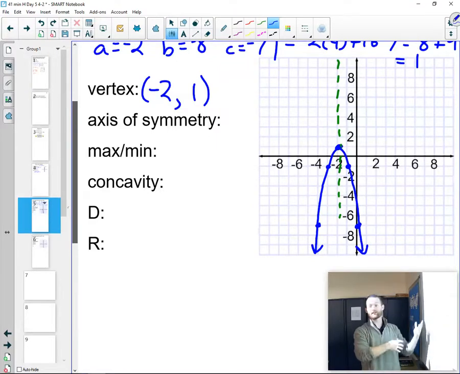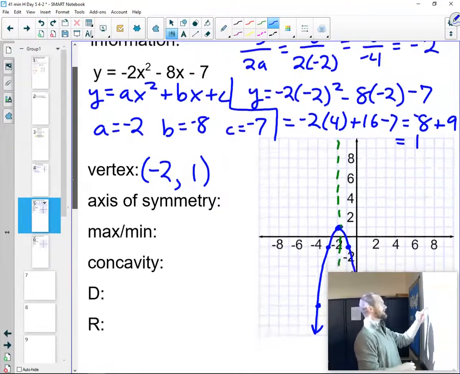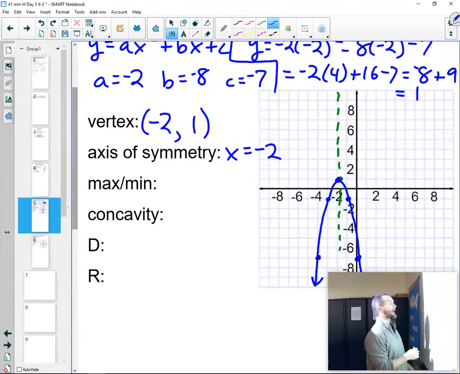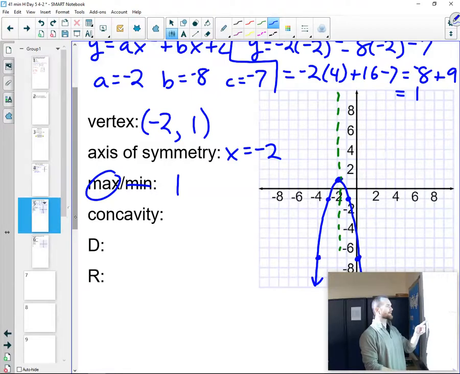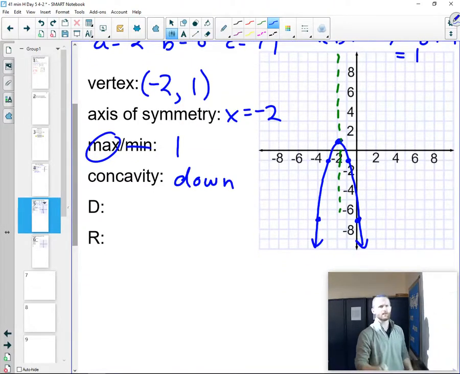Now the graph's done. We just have to fill in our information, and hopefully this is stuff we're already good at because we've been doing this a lot so far in this chapter. The axis of symmetry will be x equals -2. The max or min, we have a maximum value here. The maximum value is 1, because that's the y value of the vertex. Concavity, it is concave down, because it's open down, and our a value was negative, so that makes sense.